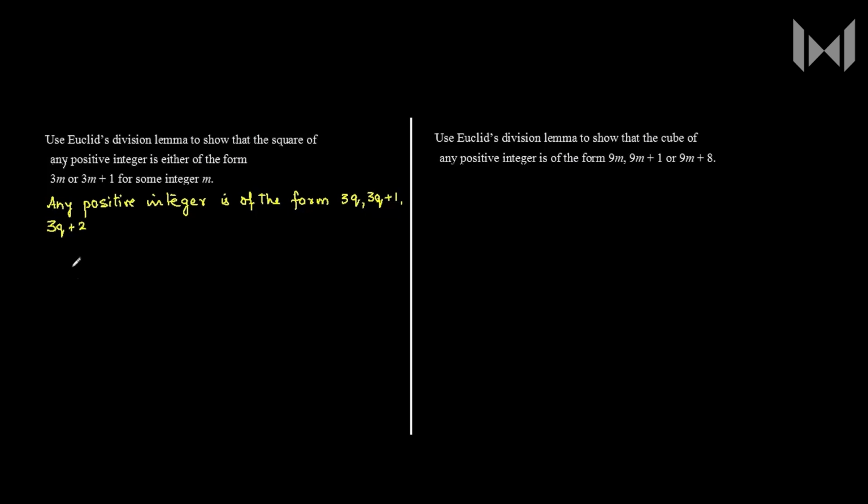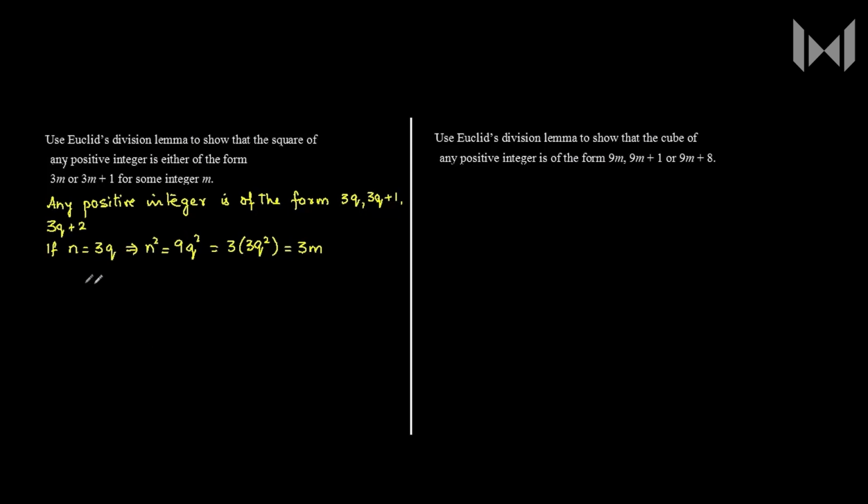Now over here it says the square, so if n is equal to 3q, that implies n square is equal to 9q square, which can be written as 3 times 3q square. And because it is 3 times something, we will write 3 times m, where m represents an integer, which is 3q square as far as this particular question is concerned. Basically the idea is that whatever you square, it should either end up with 3m or 3m plus 1.